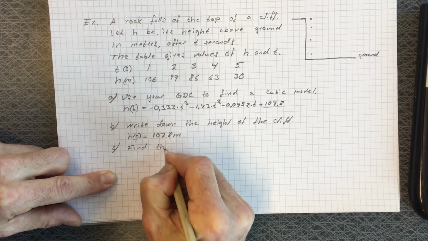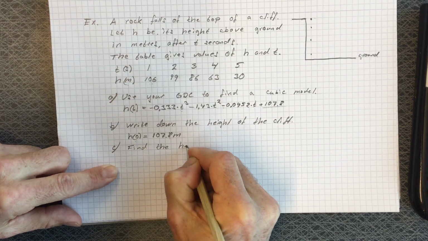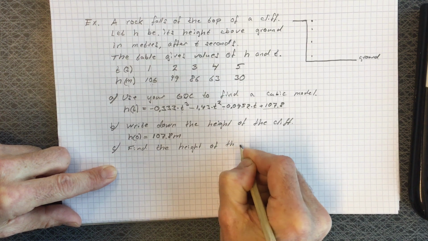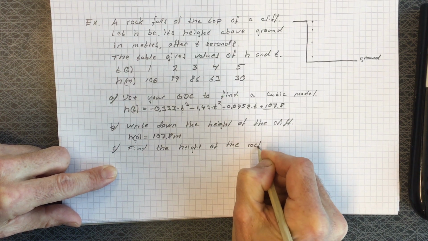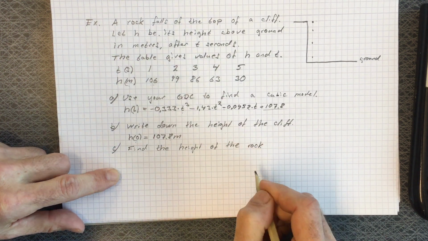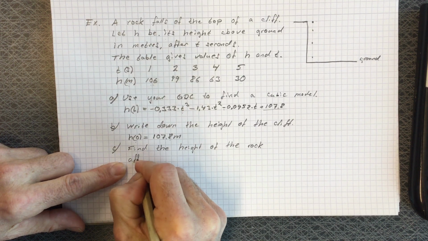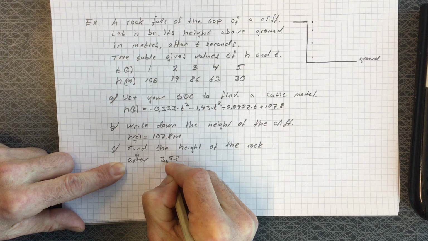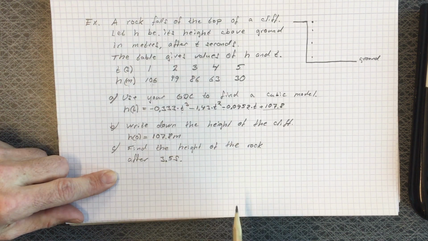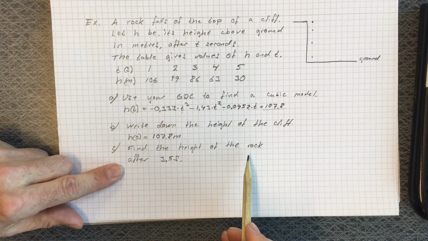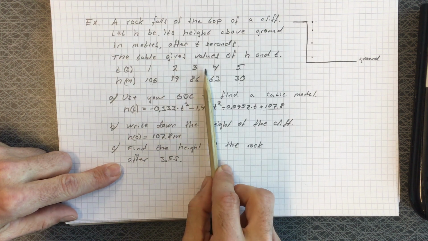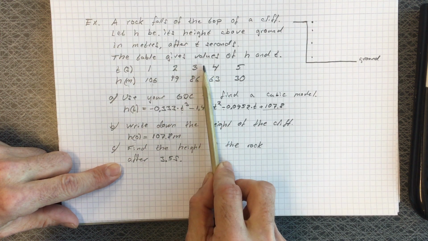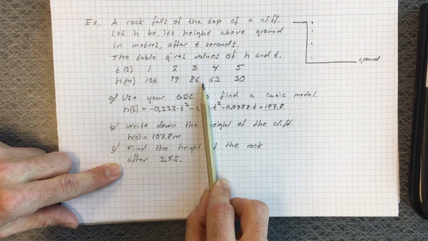Find the height of the rock that drops falling down after 3.5 seconds. Well, you see 3.5 seconds is between 3 and 4 seconds, and you don't have any value for that here.